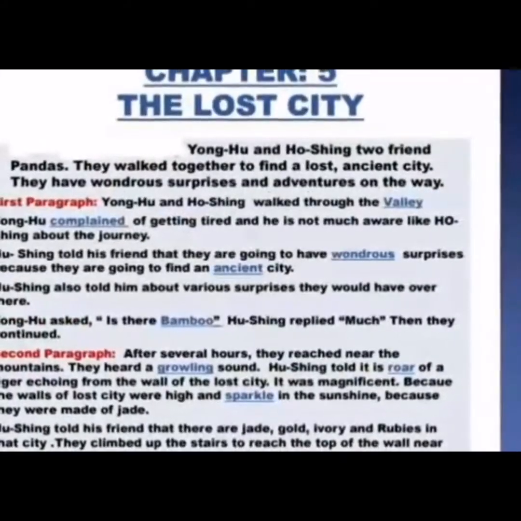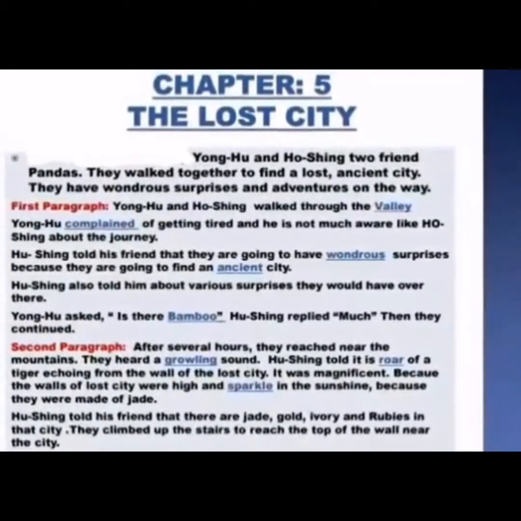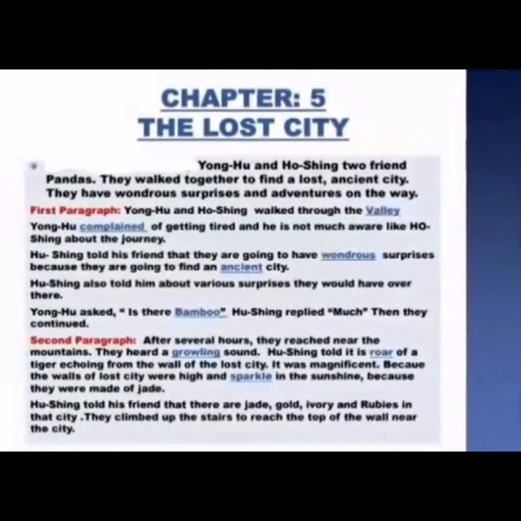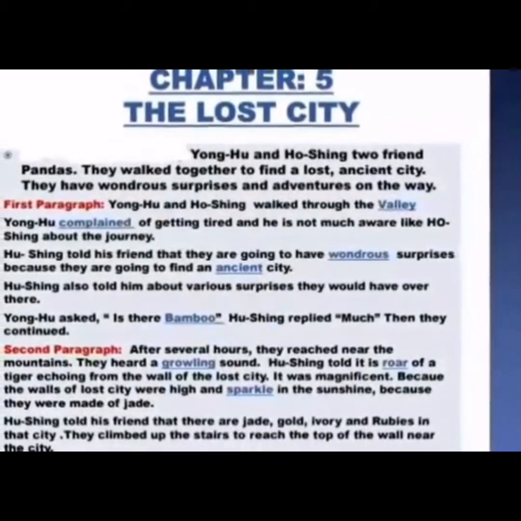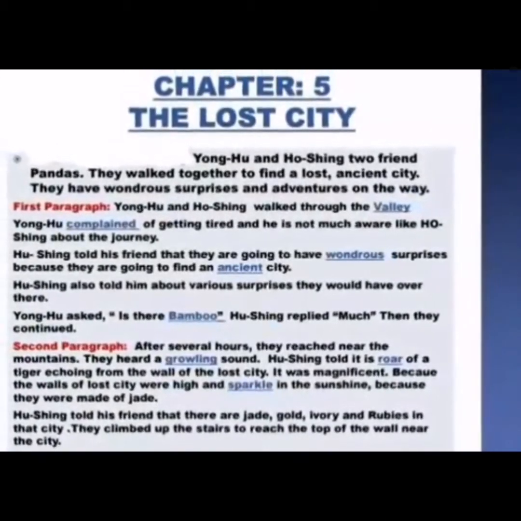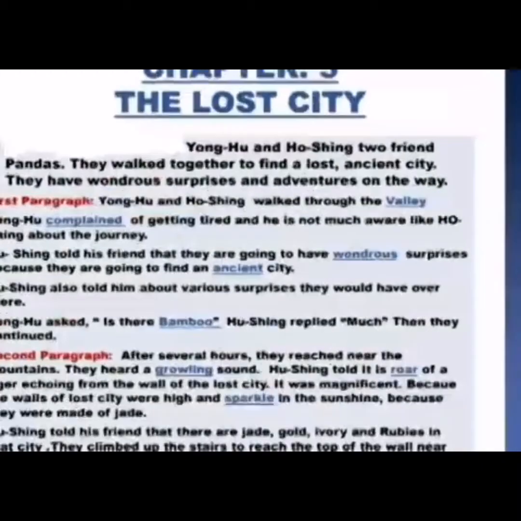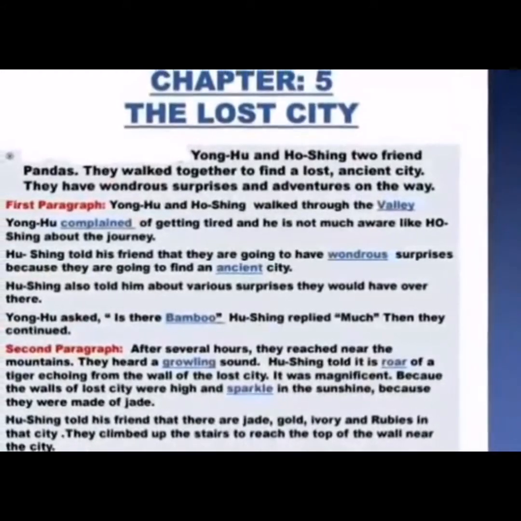Yonghu asked, "Is there bamboo?" Bamboo is the thing which is eaten by all the pandas. This is basically one of the favorite foods of the pandas. Husheng replied, "Much." And this made Yonghu happy. And then they started their journey.